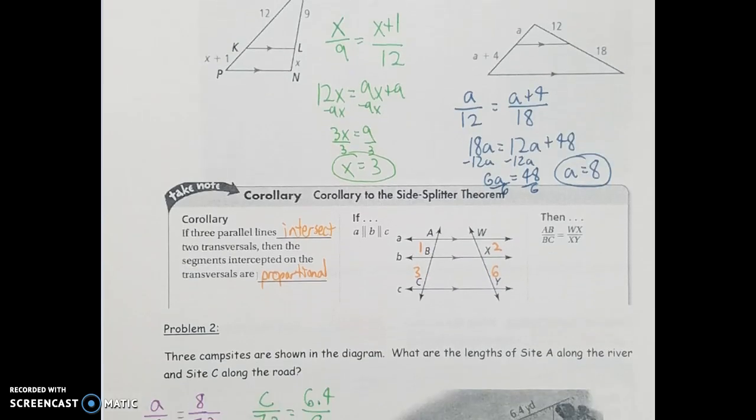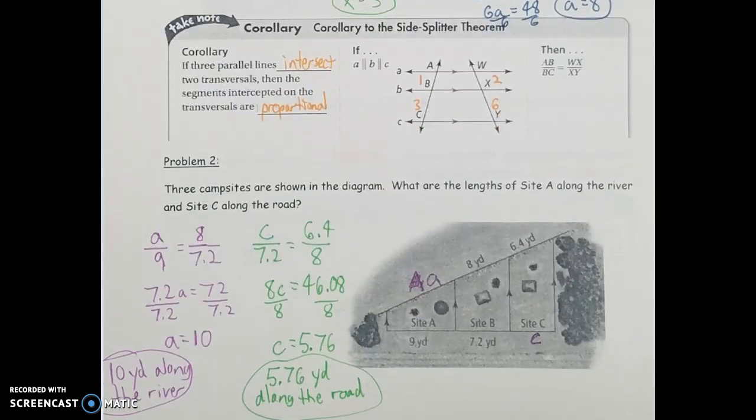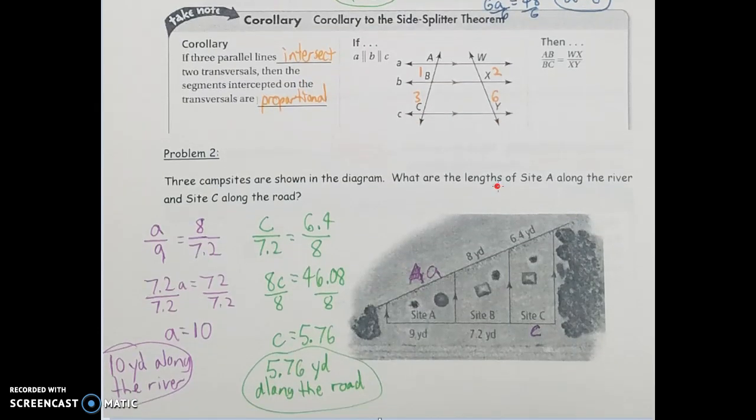And trying that with some practice, we have our campsite set up. We want to find 2 lengths. We want to find the length of the site A along the river, which I have labeled as a variable A. And we also want the length of site C along the road, which I just use the variable C for. So using that same theorem, I can set up my proportions.